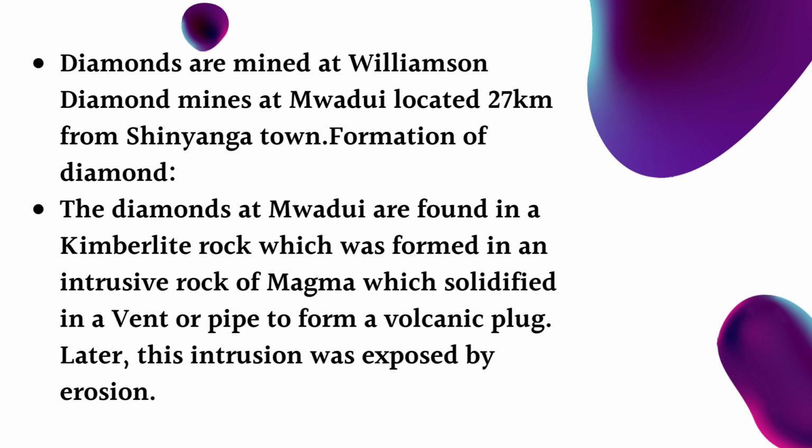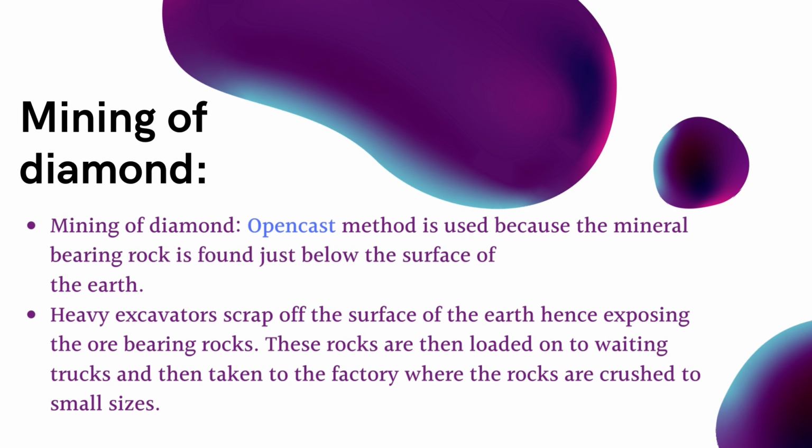And then briefly, the diamonds at Mwadui are formed in kimberlite rock, which was formed in an intrusive rock of magma, solidified in a vat, and then we see it out as a volcanic plug exposed. So we see this process coming through volcanic eruption, and then it's an igneous rock, which we always say igneous fire rock. That's why we find it so hard. It's actually one of the hardest minerals.